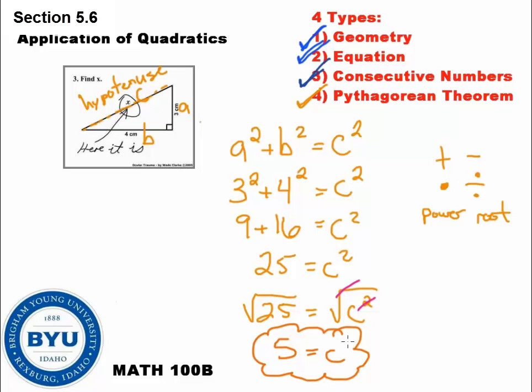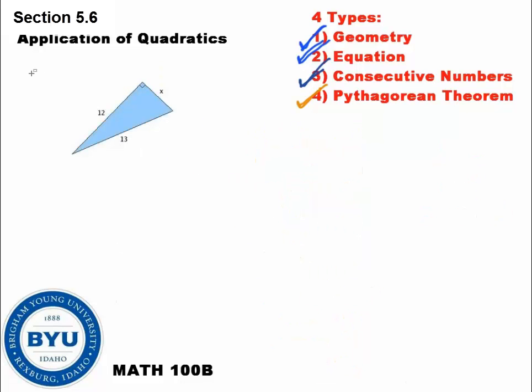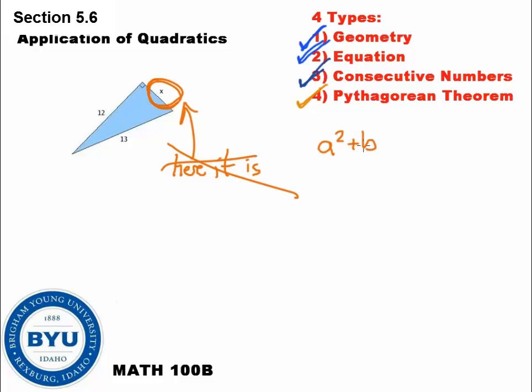Let's go ahead and give you guys one problem to try. Okay, here it is. It says to find x, and no, you can't just circle it and say here it is. That doesn't work. We want you to use the Pythagorean theorem to try to figure out what the x value is. Go ahead and pause the video and use the formula a squared plus b squared equals c squared to find what x is.